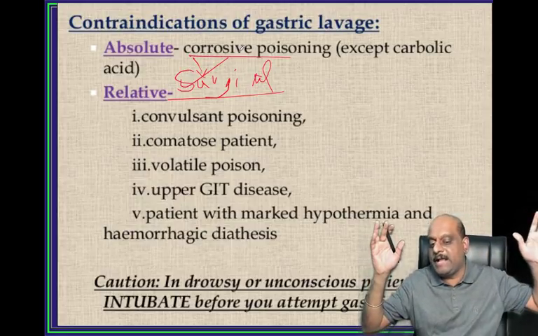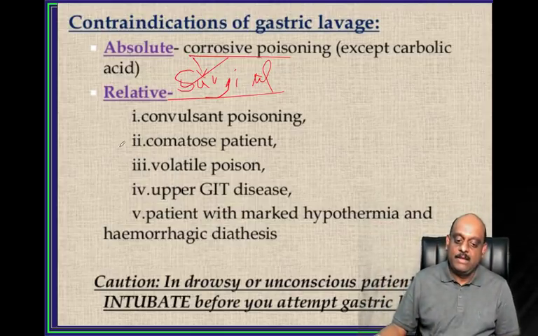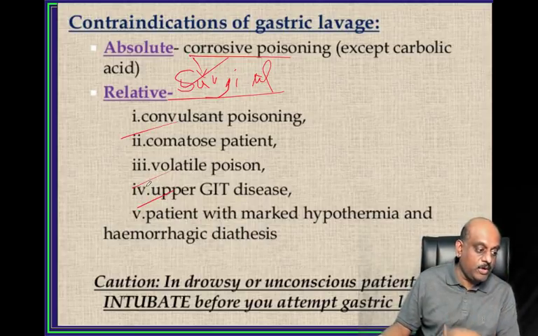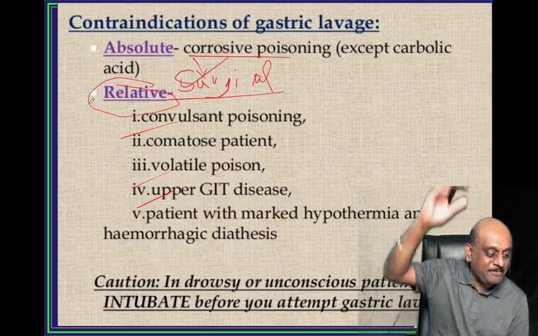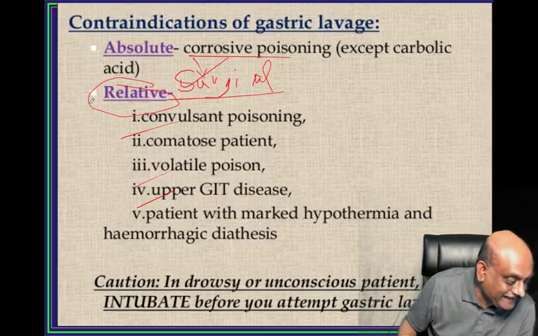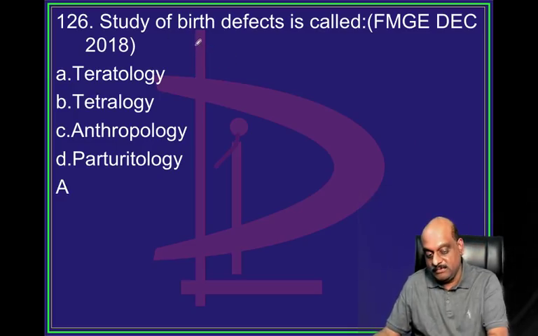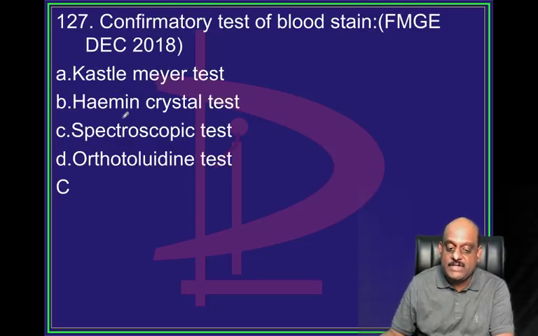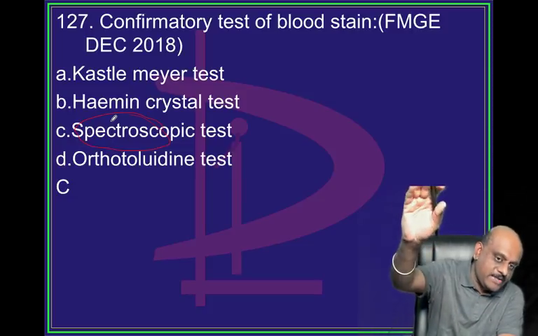Absolute contraindication for gastric lavage: corrosive, except carbolic acid, don't forget. Plus convulsant poison, volatile poison, upper GIT disease, they're all what, doctor? Relative. Now, doctor, study of birth defect is teratology. Confirmatory test for blood stain, spectroscopic test is confirmatory. One semen stain, one blood stain, the examiner will give you.